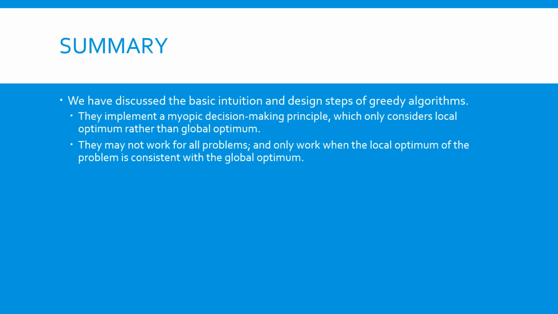In summary, we have discussed the basic intuition and design process of greedy algorithms. We know that they implement a myopic decision-making principle, which only considers local optimum rather than global optimum. As a result, they may not work for all problems, and only work when the local optimum of the problem is consistent with the global optimum.